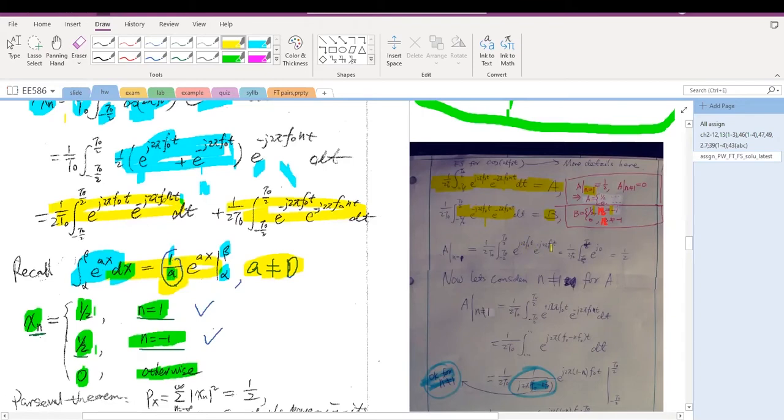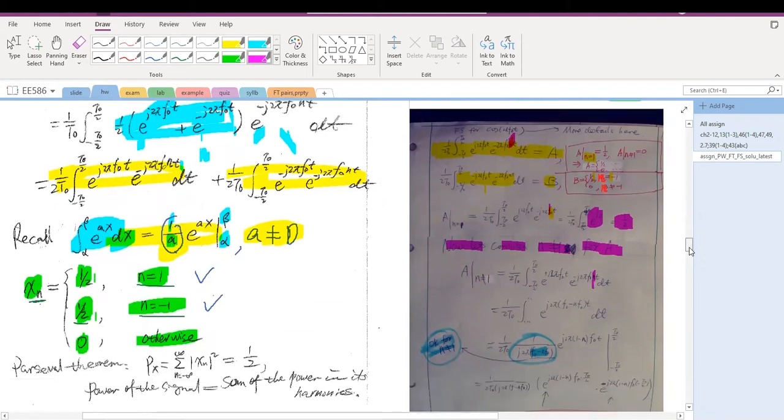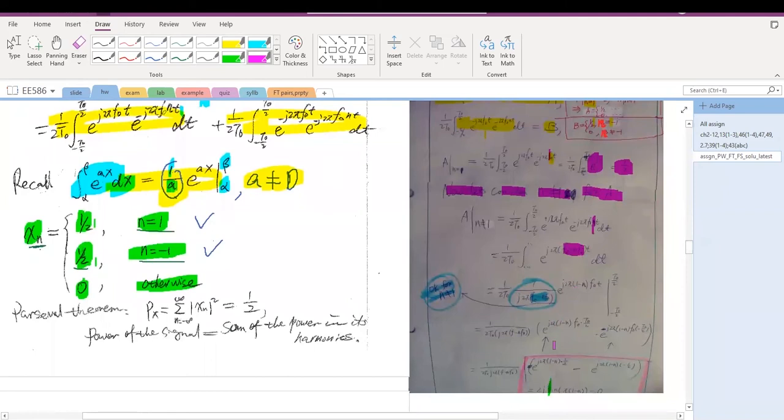For a, I need to consider the special case for n equals 1. You plug in n equals 1 here, here, and here. So therefore, this term becomes j e to the power j0, and we do the integral, that equals half. Now we need to consider n not equal to 1 for a, because n equals 1 is the special case. If n is not equal to 1, I keep n here and organize a little bit.